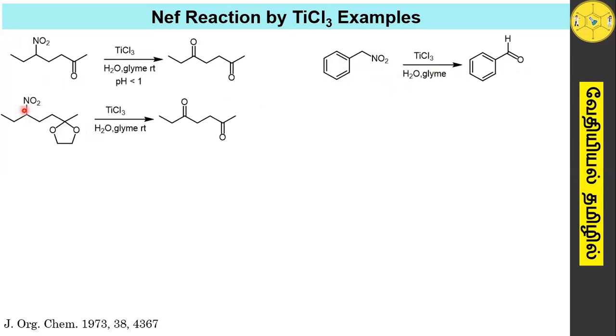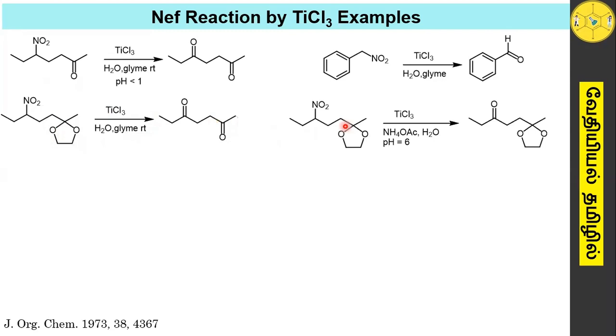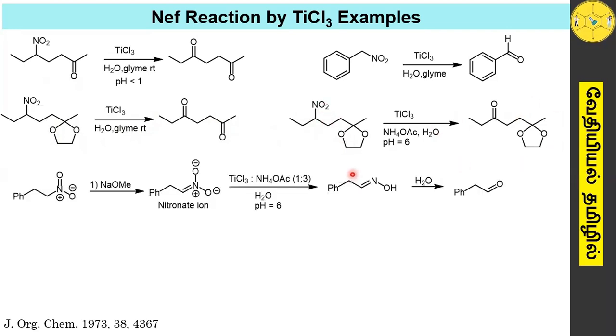This compound has a nitro group as well as a cyclic acetal group. However, when you conduct the reaction under this condition, the cyclic acetal is also cleaved to produce the corresponding carbonyl compound, and at the same time the nitro compound is also converted into the corresponding carbonyl group. In order to protect this cyclic acetal group, we can run this reaction under buffered reaction conditions. For example, when you use the buffered condition with titanium trichloride, ammonium acetate, and water, it produces the corresponding carbonyl compound without affecting our cyclic acetal framework.